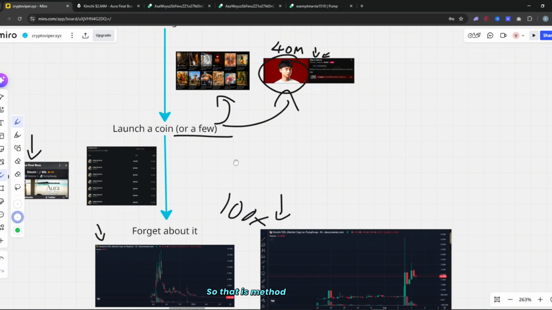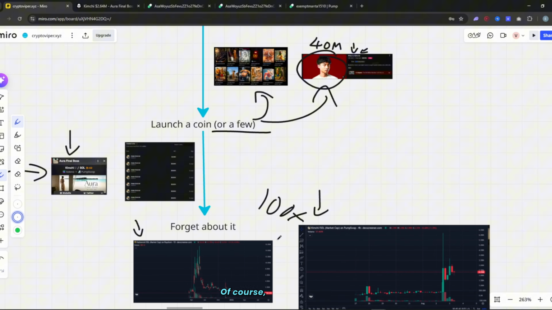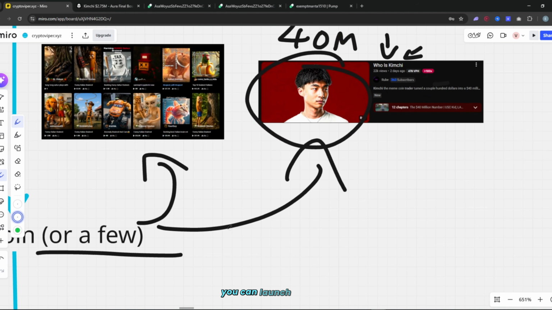So that is method number 1, and I'm sure you guys can see how easy this actually is. Of course, there are a lot more details that go into this that I'm not going to talk about on YouTube. That is reserved for Viper. This is just the basic outline of the method, and you guys can probably tell how much money you can actually make in doing this. You probably have a few ideas of the coins you can launch already.